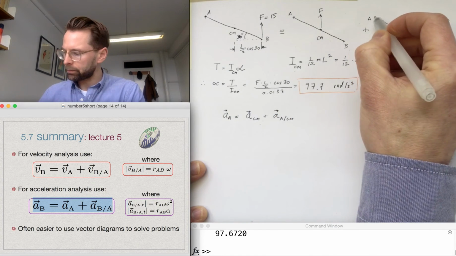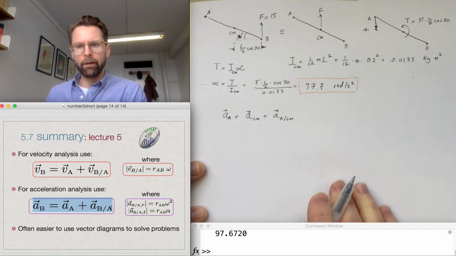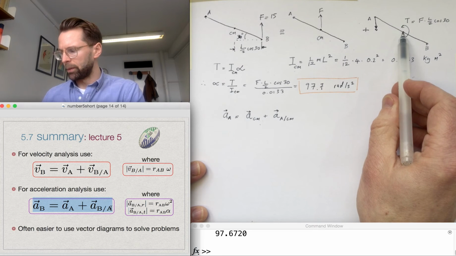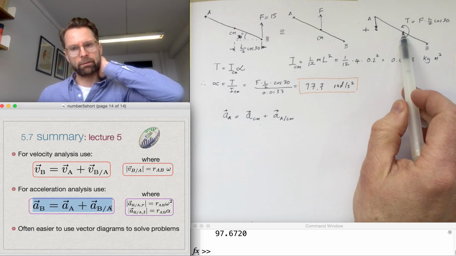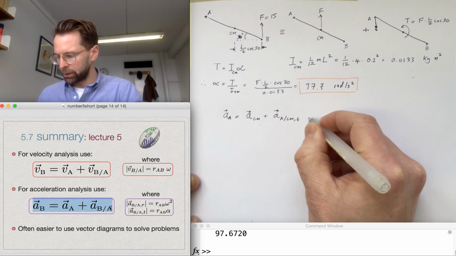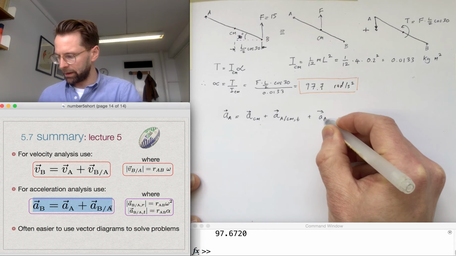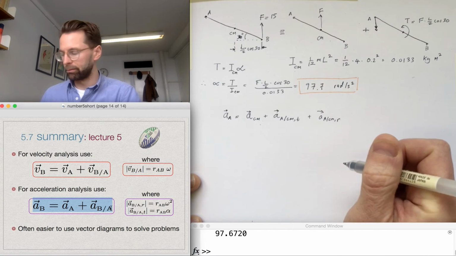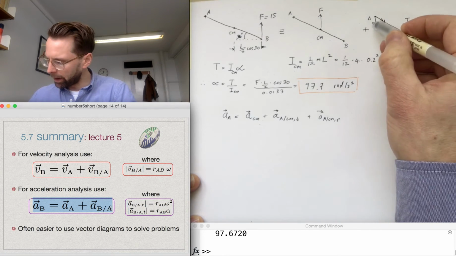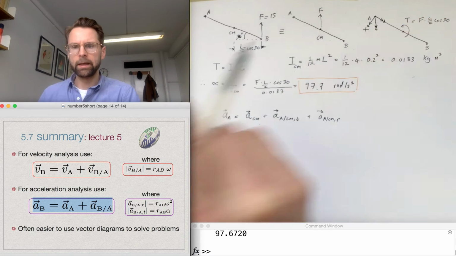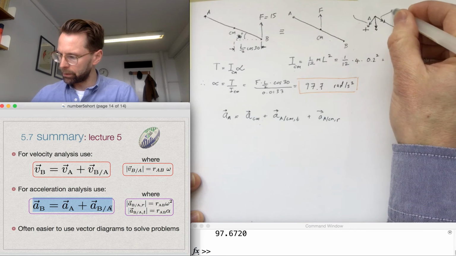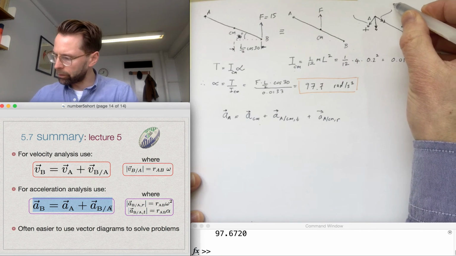So this is that acceleration there. That's the acceleration of A relative to the centre of mass, because we've now decomposed this into a fixed axis rotation here, if you see. And that has two components. It has a tangential component and it has a radial centripetal component. So that's the centripetal component, and that is the tangential component. So let me just draw those in.